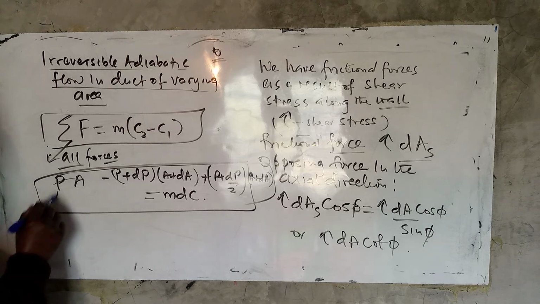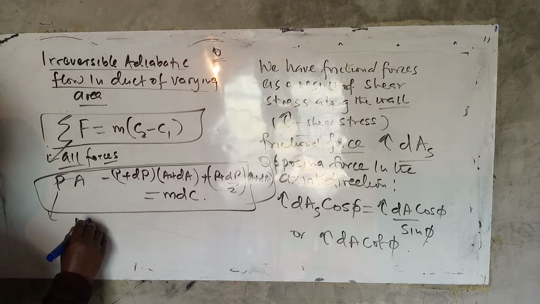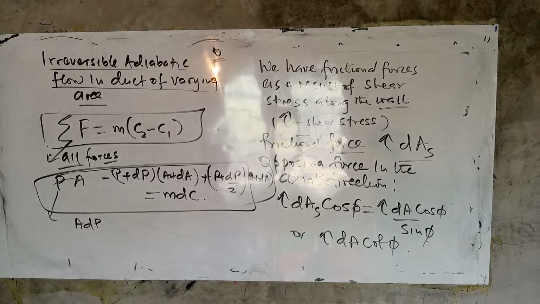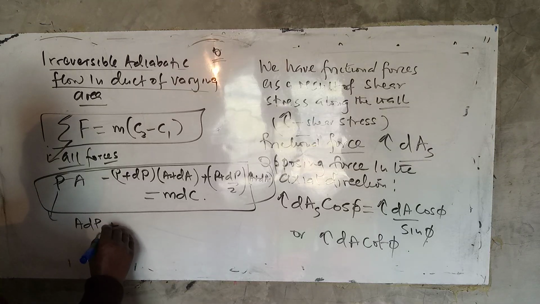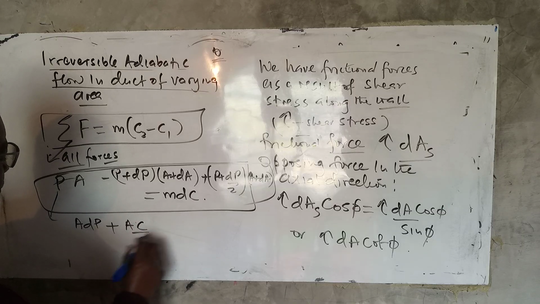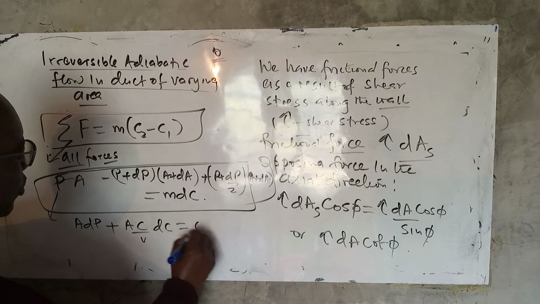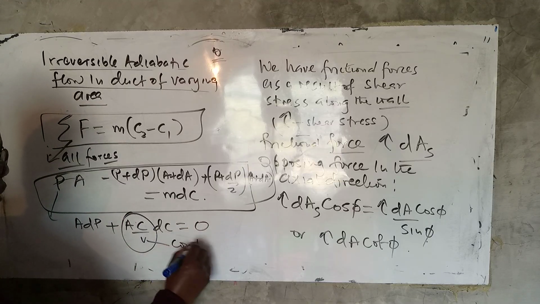And when we simplified this quantity here, we had actually A dP, remember? We had A dP, and we had plus A C over V dC is equal to 0, and if you recall correctly, that was the continuity expression.